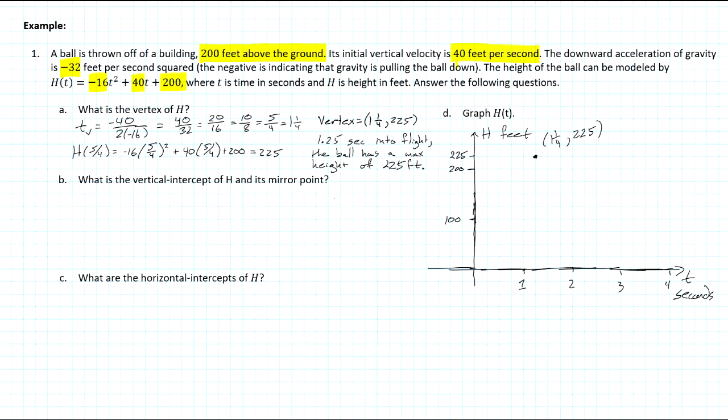Okay, part B. It says, what is the vertical intercept of capital H and its mirror point? So I'll say, what is h of 0 to get the vertical intercept? That's going to be 200 when I plug 0 in for t. It's the point 0, 200, and that's just indicating the ball starts 200 feet up, and we saw that in the original explanation of the problem as well. So we can mark that point.